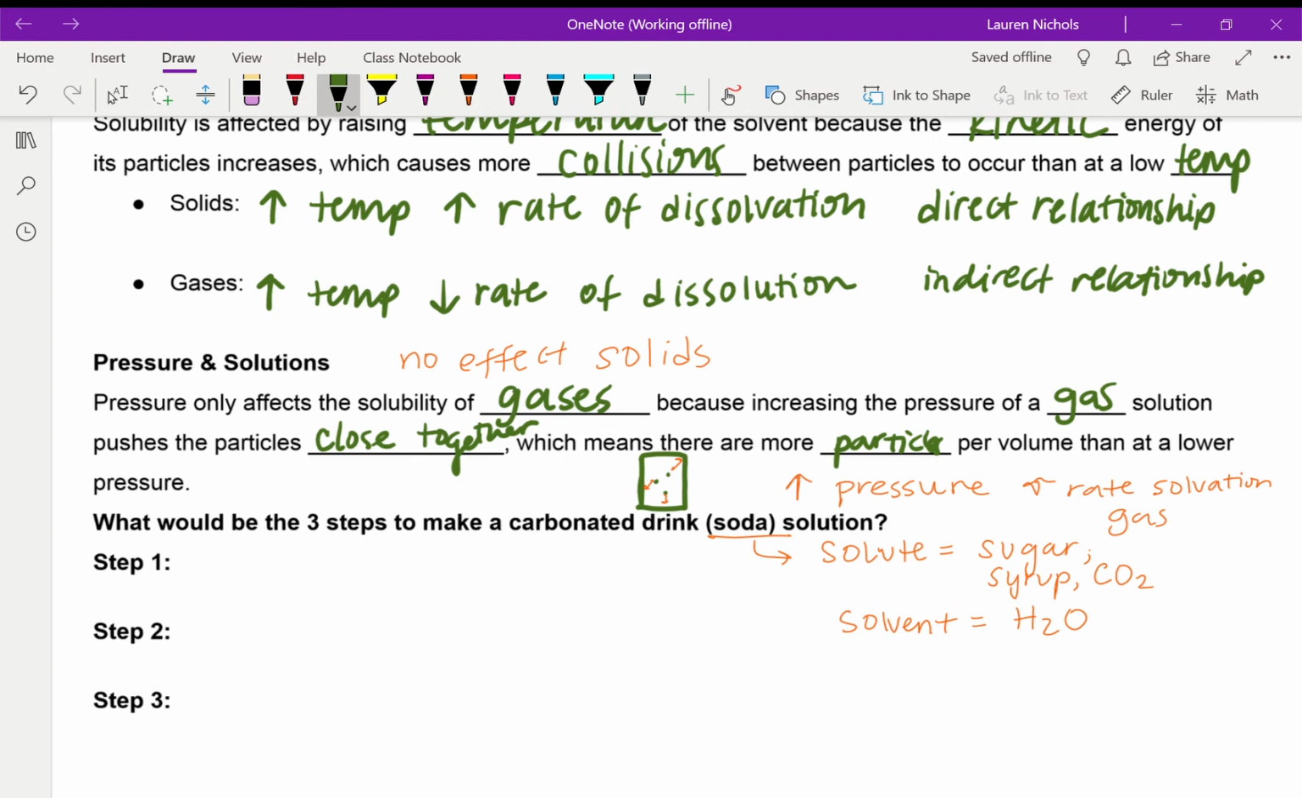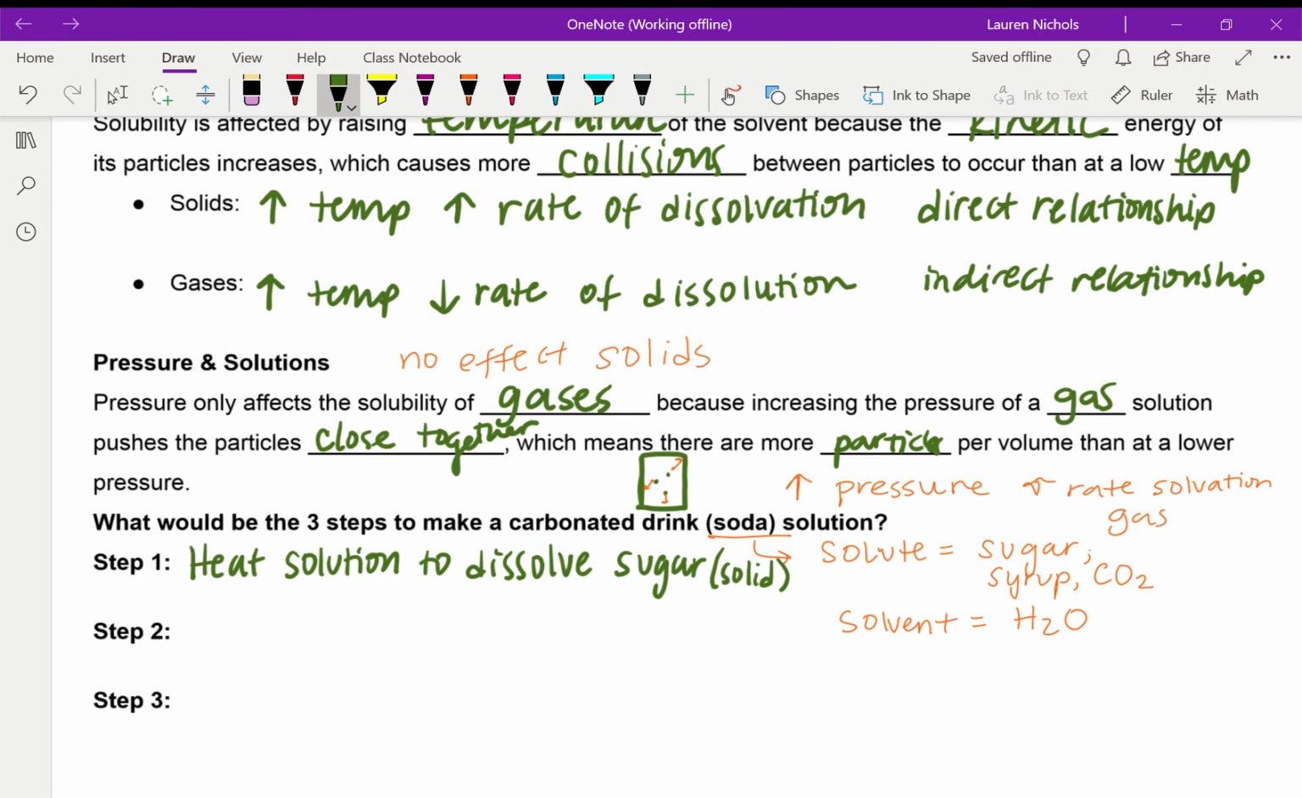So the first thing that you would need to do is to heat your solution. You'd want to heat the solution to dissolve the sugar, because sugar is a solid and it needs hot water, or warm water at least, in order to dissolve as much as it can. And once the sugar is dissolved, you can cool it down without the sugar coming out of the solvent.